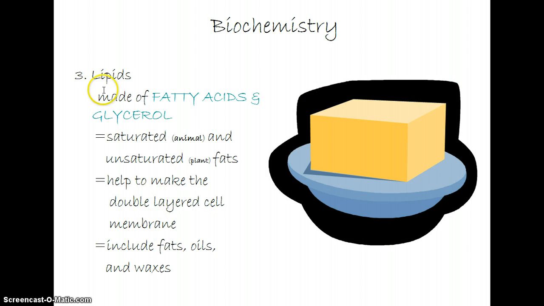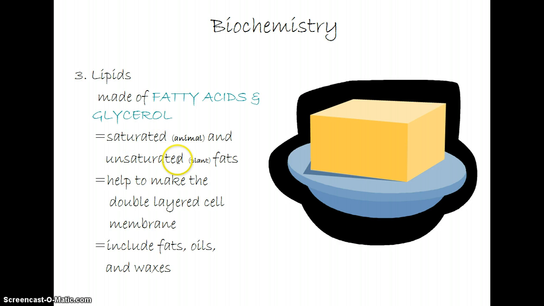Lipids. This is the third macromolecule. Lipids are made up of fatty acids and glycerol. When you think of lipids, you automatically think of saturated and unsaturated fat. Now, saturated fat is fat that you get from animals, like when you fry the bacon. That's not good for you at all because this stuff will clog up in your arteries and eventually you will get a heart attack.